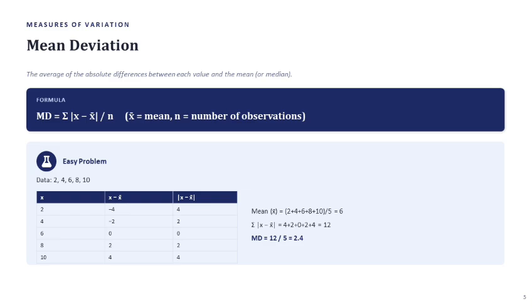Now we have to take the formula, that is MD is equal to summation of modulus X minus X bar divided by N. That is the consideration of the third column, which is equal to 4 plus 2 plus 0 plus 2 plus 4 divided by the total number of items, which is 5. Therefore, that is equal to 12 by 5, which gives an answer 2.4.